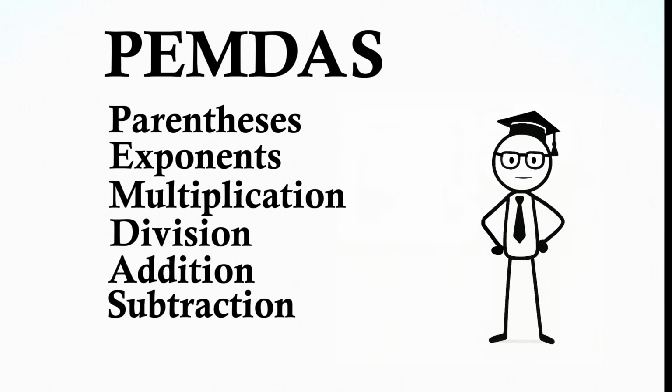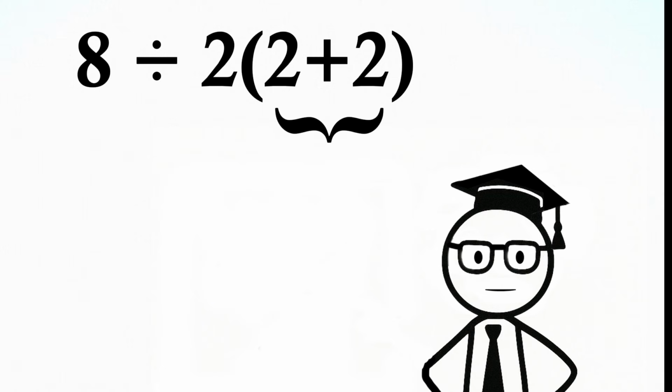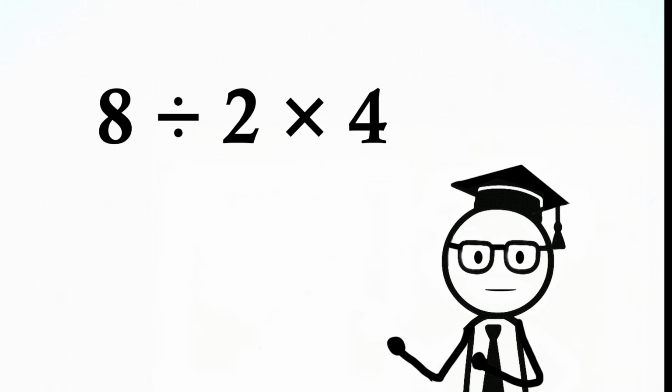So let's break it down. First, we handle that 2 plus 2. That's 4. Easy enough, right? Now we have 8 divided by 2 times 4. Here's where people mess up.